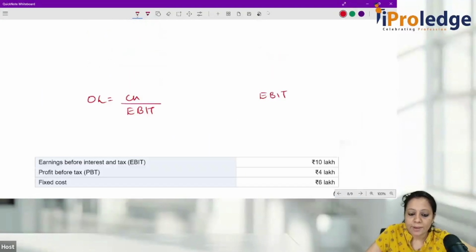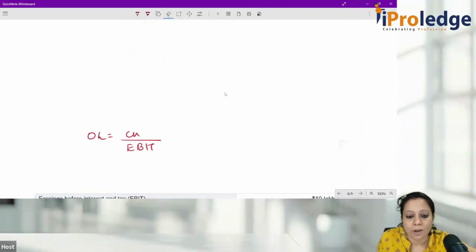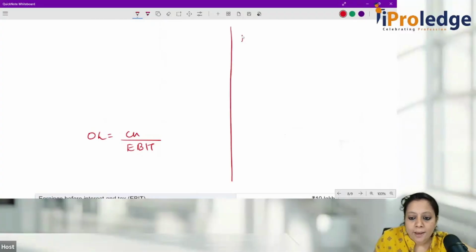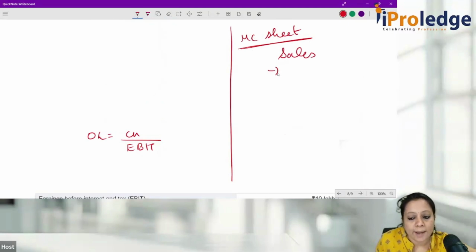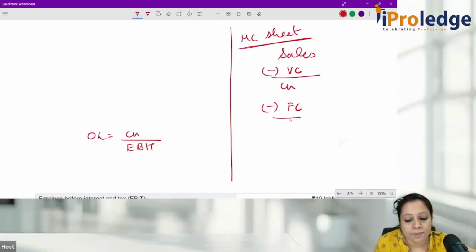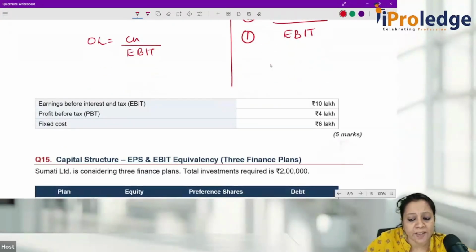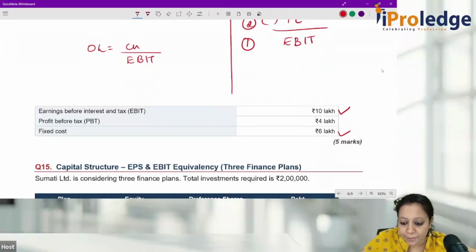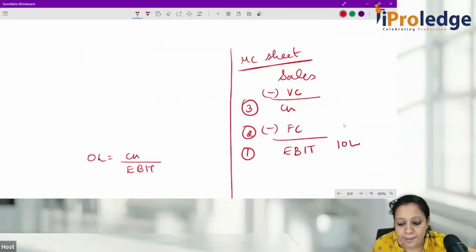Okay. So now I would like you to recall the marginal cost sheet that we learned in yesterday's class. I'll write it again in case you have forgotten. Sales minus variable cost, we get contribution, minus fixed cost, we get EBIT. Now we will go in the reverse order because EBIT and fixed cost both are given to us. EBIT is 10 lakhs and fixed cost is 6 lakhs. So contribution will be 16 lakhs.